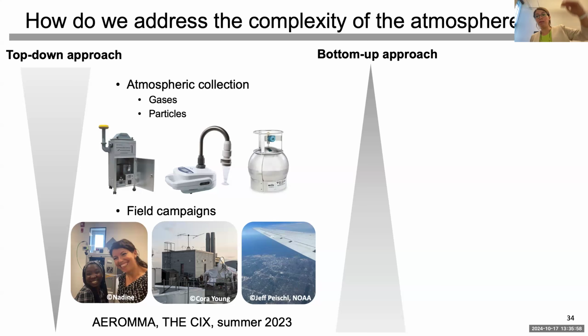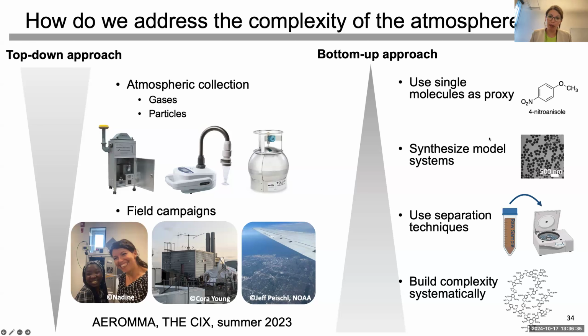Okay, so this is like the top down, but we also have a bottom up approach in my lab. And this is now using our toolkit as chemists. How do we take single molecules and build complexity to then better understand the real complex atmosphere? And the idea is that the top-down approach and the bottom-up approach are going to merge, and that way we have a continuum understanding of the fate of some of these pollutants and some of these molecules in space and time. So what we do for bottom-up approaches, we tend to use single molecules.